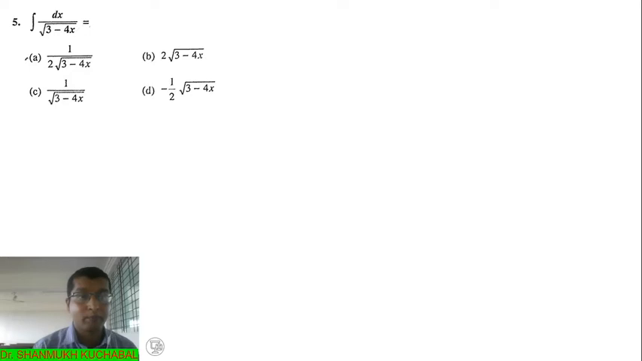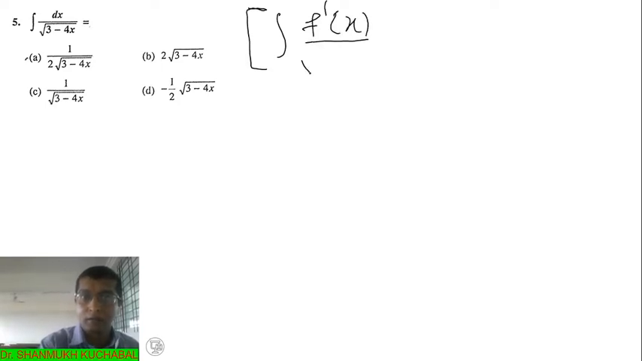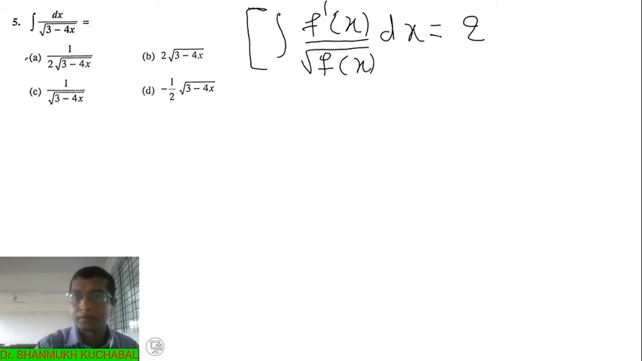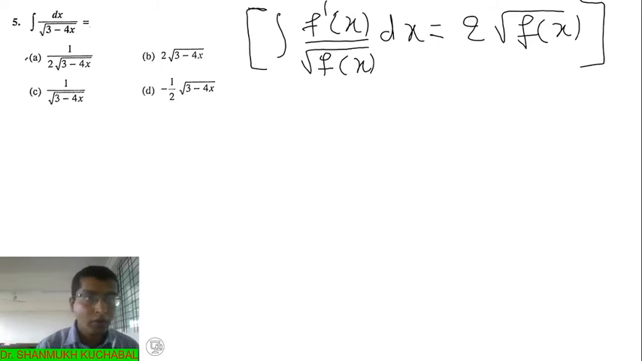Next example, integration dx divided by root of 3 minus 4x. We can adjust the denominator's derivative in terms of the numerator. For your understanding, once again I am writing this expression: the integration of f dash of x divided by root of f of x dx is equal to 2 times root of f of x.